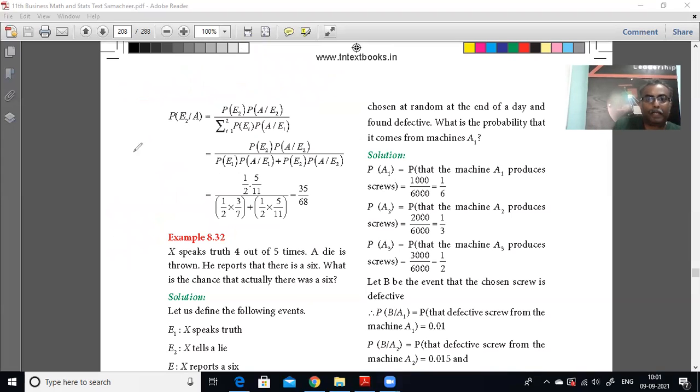1 by 2 into 5 by 11 will be 5 divided by 22. Okay, top this part, 5 divided by 22. Okay, 3 by 14 plus 5 by 22. Now 22 into 7 will give you 154, and 14 into 11 also gives 154. Okay, take the LCM, 154.